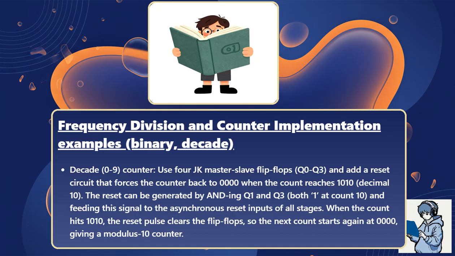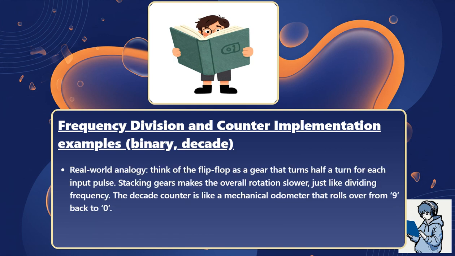When the count hits 1010, the reset pulse clears the flip-flops, so the next count starts again at 0000, giving a modulus 10 counter. Real-world analogy: think of the flip-flop as a gear that turns half a turn for each input pulse. Stacking gears makes the overall rotation slower, just like dividing frequency. The decade counter is like a mechanical odometer that rolls over from 9 back to 0.